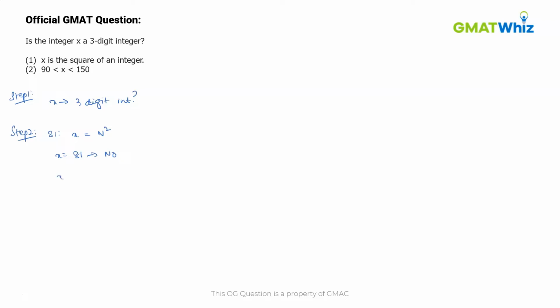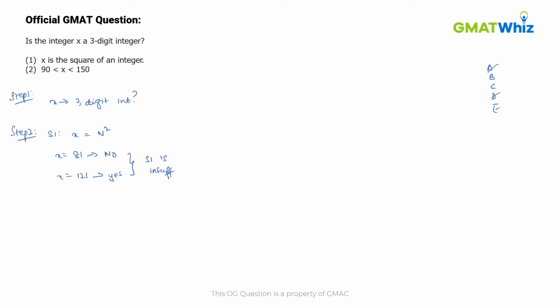However, if the value of x is equal to 121, which is also the square of an integer, x will be a 3-digit integer, so the answer to the question would be yes. So it is clear that we arrive at contradictory answers, hence we say that statement 1 is insufficient. And from the given options, we eliminate options A and D.